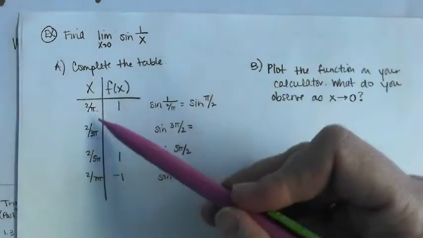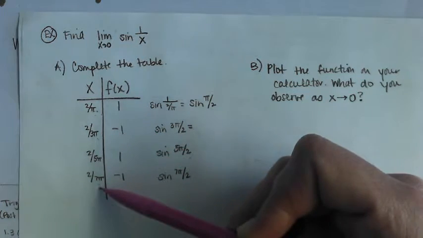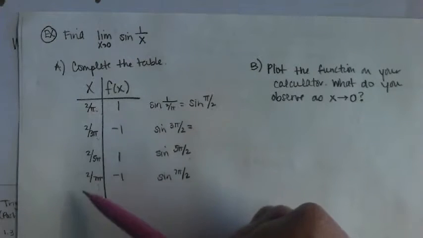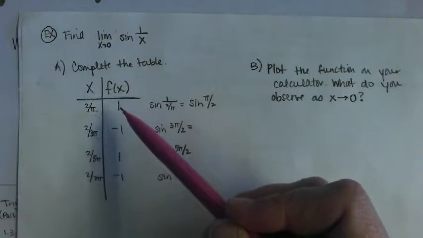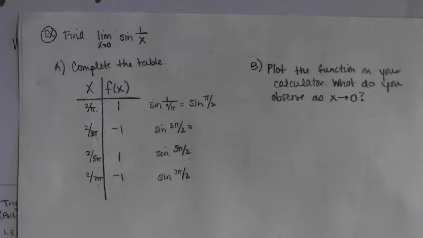And then obviously we can keep going with this pattern of our x coordinates infinitely. 2 over 9 pi, 2 over 11 pi, 2 over 13 pi, and it's just going to get closer and closer to 0, but our y behavior is not honing in on any specific number. It just continues to oscillate back and forth between 1 and -1, 1 and -1.